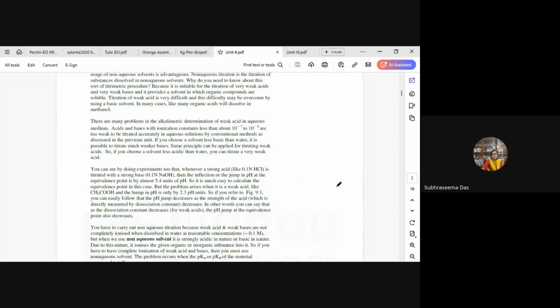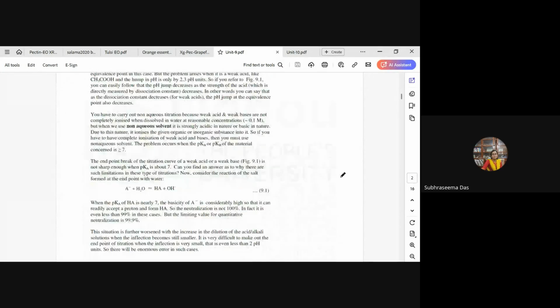Whenever we do an experiment with a strong acid, that is 0.1 normal HCl, versus a strong base, let us say 0.1 normal NaOH, we can see that the jump in the pH at the equivalence point is almost 5 to 6 units, because it is a strong acid and a strong base. So the determination of the equivalence point is much easier in the case of HCl versus NaOH. But the problem arises if we take a weak acid, that is acetic acid, where the jump in the pH increases by hardly 2 units. So here the determination of the equivalence point becomes difficult.